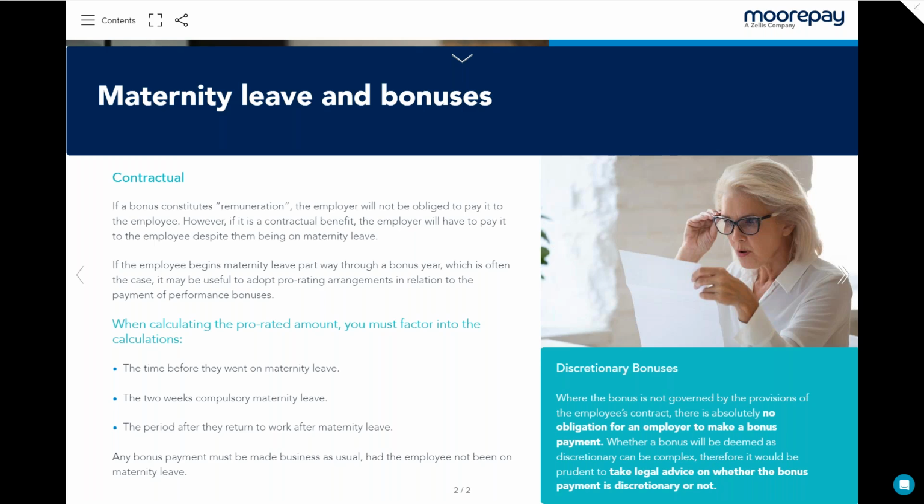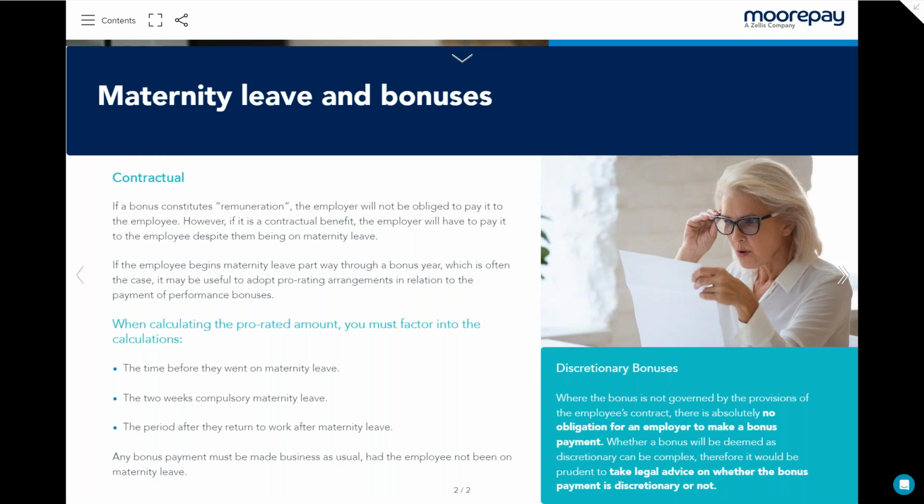So if we're prorating, we should calculate the time before they went on maternity leave, and we should also include the 2 weeks compulsory maternity leave if they work in an office or any non-factory environment. If they work in a factory environment, then it will be the 4 weeks. We would also look at the time when they've given birth. So if they've returned to work mid-year, we would also look at prorating that.